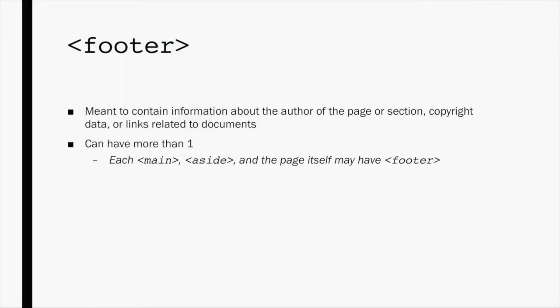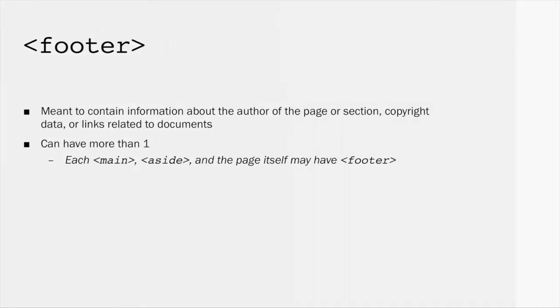Next you have footer. This is meant to contain information about the author of the page, section or copyright data, or links related to the documents of the page. You can have more than one. Each main section, aside, or even the page itself may have a footer tag. Again, this is just telling the search engines and the browsers where the bottom of the section is. Again, it could be the main, aside, footer, div, section, whatever. The footer itself just identifies the bottom of the section, and in most cases, the bottom of the page.